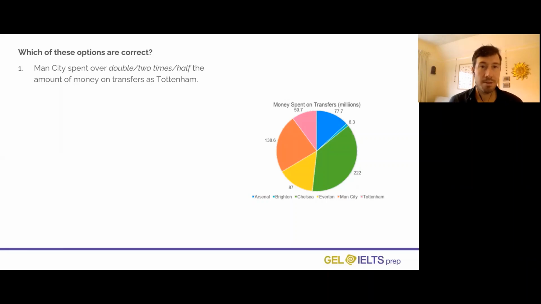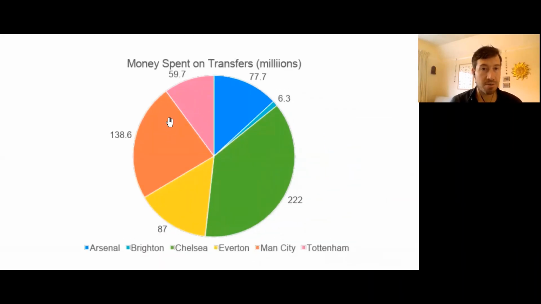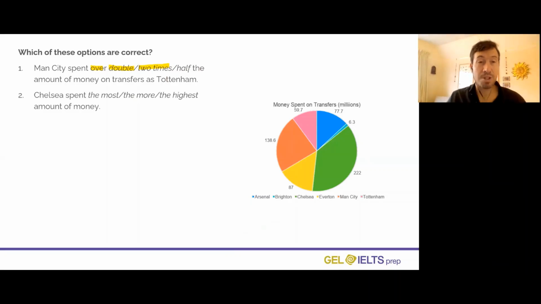So let's have a look. Man City and Tottenham. Man City is the red, 138, and Tottenham is the pink, 59. So 59 to 138, that's more than double. So here it's got the word over, which means more than. So over double, yes. Over 2 times, they have the same meaning. So those 2 are correct. Half is not correct. Now look at the next question and choose the correct option.